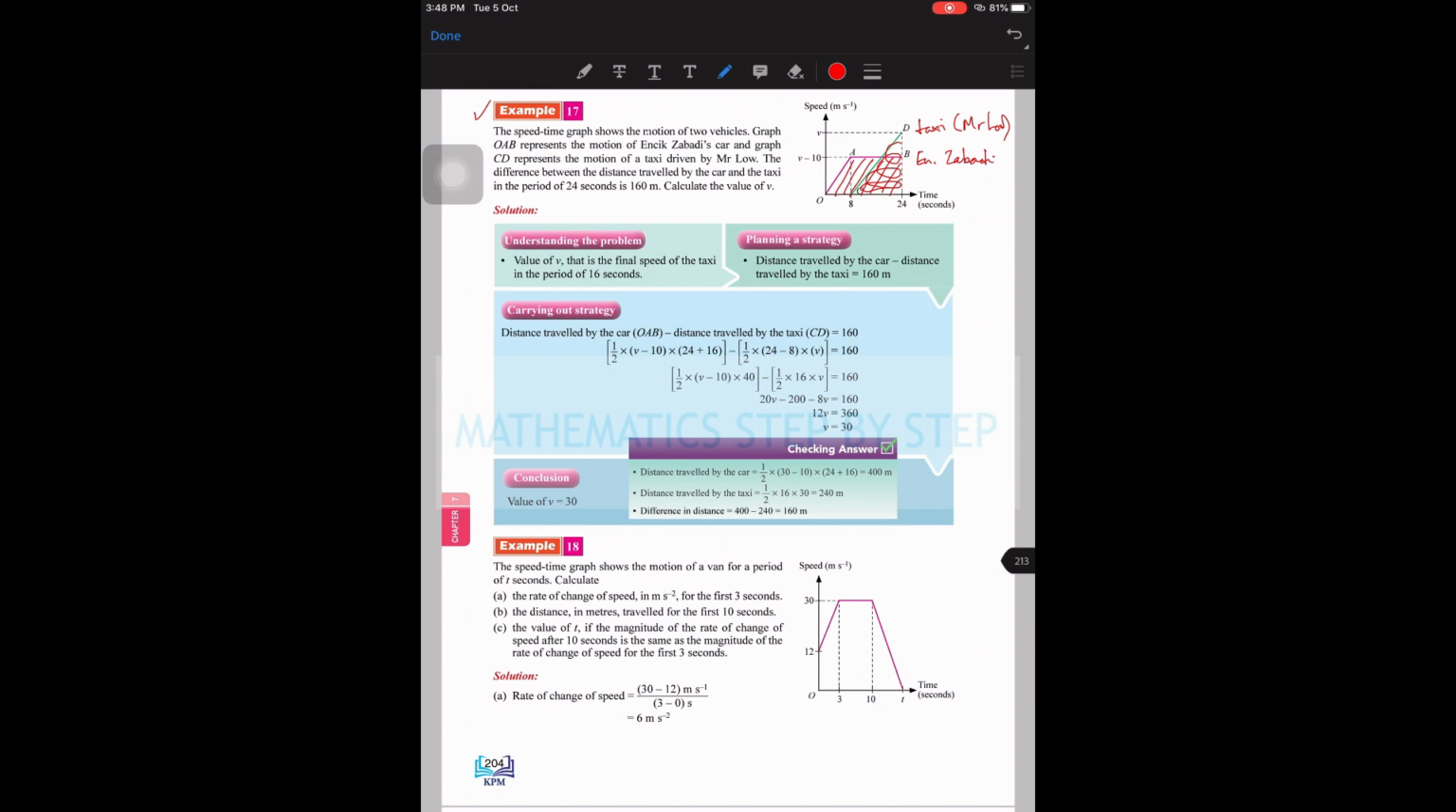So now let us first find out the area under the pink color line, which is a trapezium, okay? So half times 24 plus 24 minus 8, which is 16, okay? Then the height is v minus 10. So this is the area under the pink color graph minus the area under the green color graph, which is a triangle. Half times base is 24 minus 8, 16, height is v. So equals to 160, okay? So you will work out the steps, okay? Then you will arrive at v equals to 30, okay?